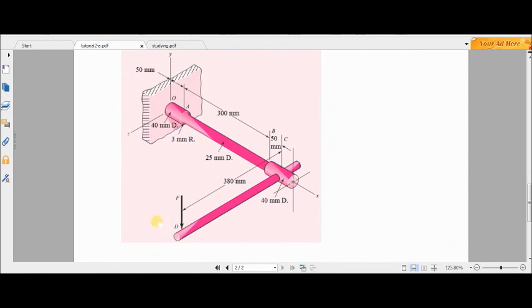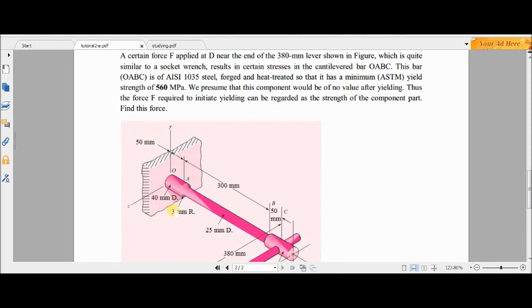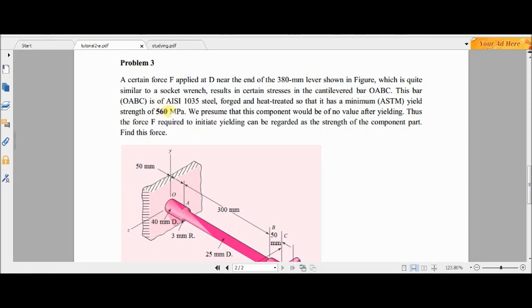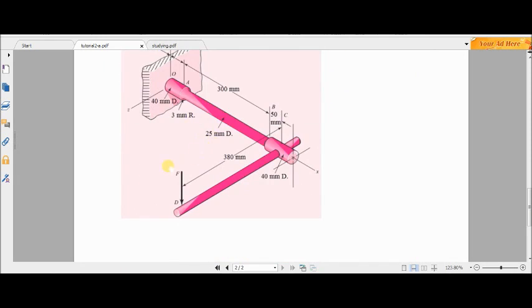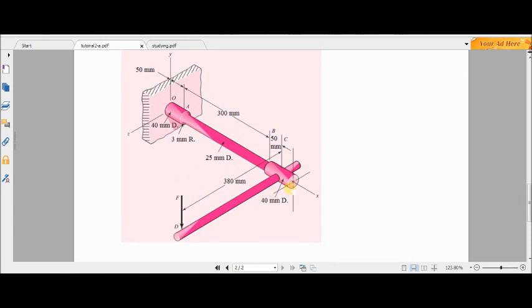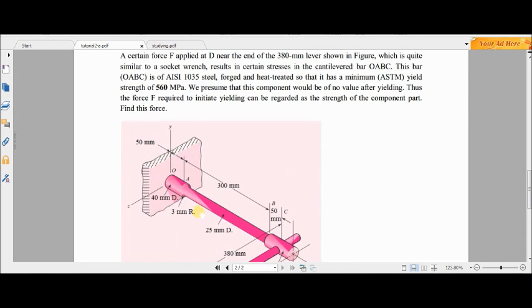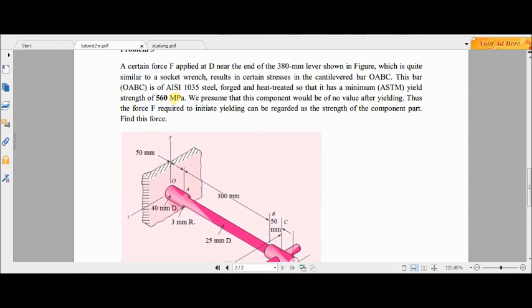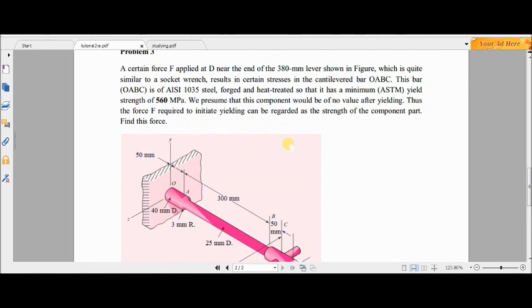That means we need the force that causes yielding, that is, the stress in this range reaches the yielding strength. I will repeat one more time: we have to find a force that causes a stress in any part of this range to reach the yielding strength, which is 560 megapascal.